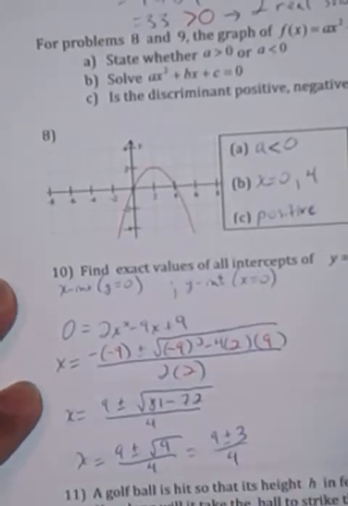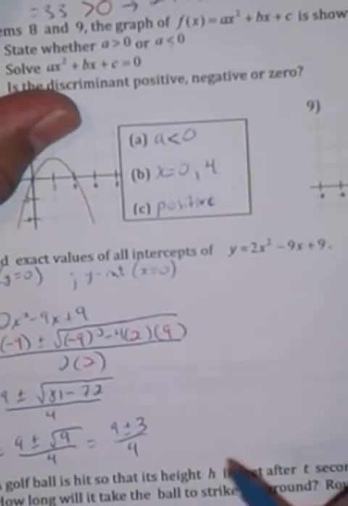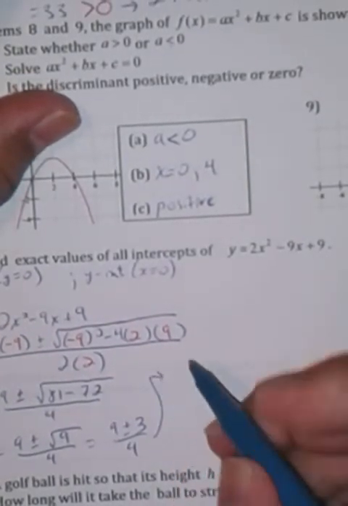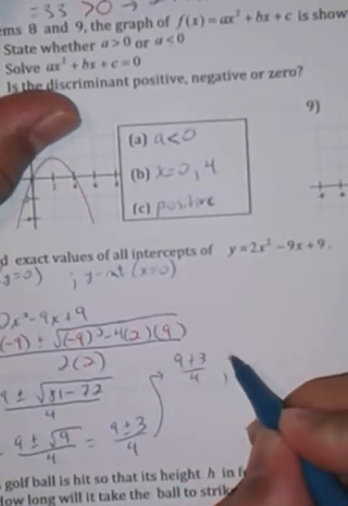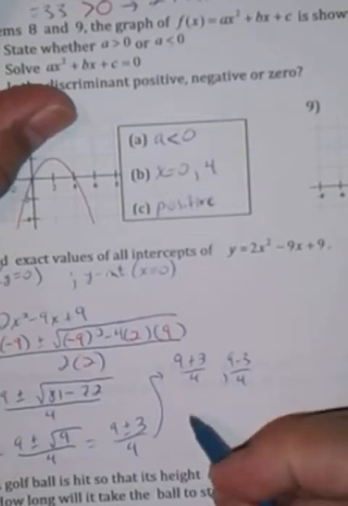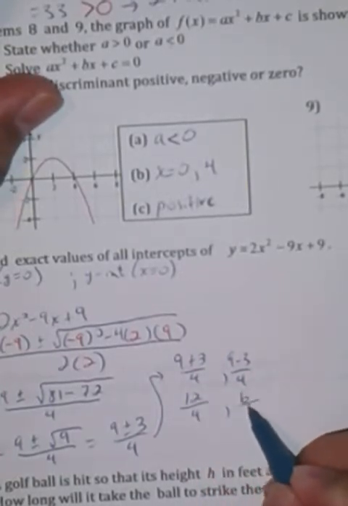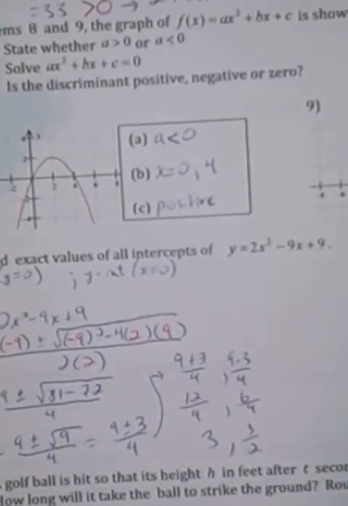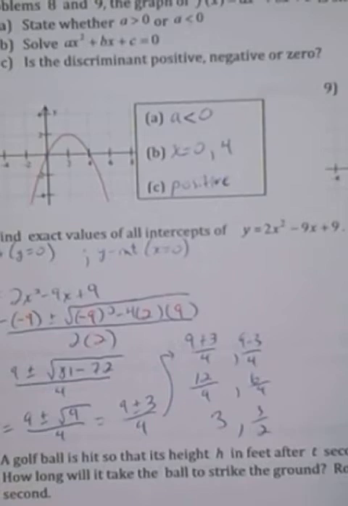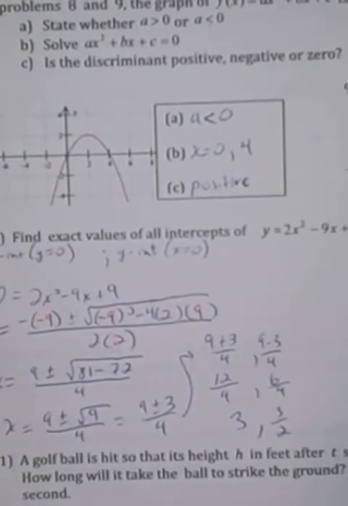Now, can I simplify? Can I add 9 plus 3 and subtract 3 from 9? Yes, you can. So you do each of those. 9 plus 3 over 4, and 9 minus 3 over 4. This will be 12 over 4 and 6 over 4, which is 3 and 3 halves. So we found two values of x. Remember, this is x equals 3 or 3 halves.